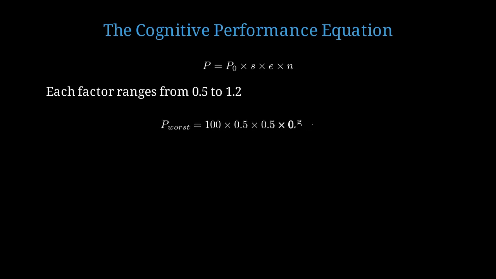In the worst case, with poor sleep, no exercise, and bad nutrition, your performance drops to just 12.5% of baseline. In the best case, with optimized sleep, exercise, and nutrition, you can achieve 172.8% of baseline performance. That's nearly a 14-fold difference.